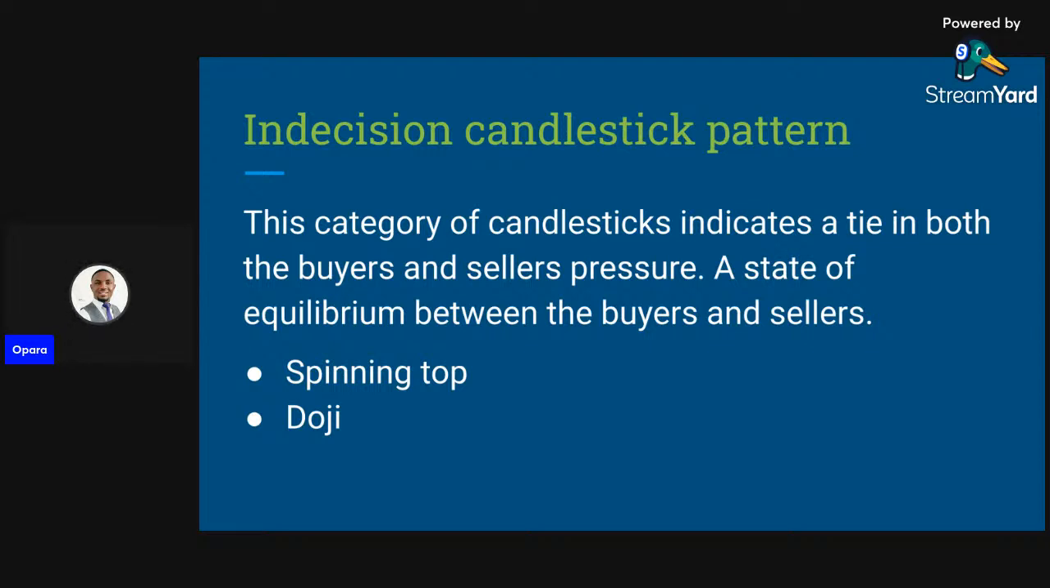The moment you see a spinning top happening, it should signal that there's a tie. Nobody's willing to give up. That's exactly what indecision means. The coin can either go up or go down. You can also call this one bilateral. It indicates that the coin can go either way depending on what happens next. Remember, once that particular candlestick forms, it's a state of indecision, so anybody can win.